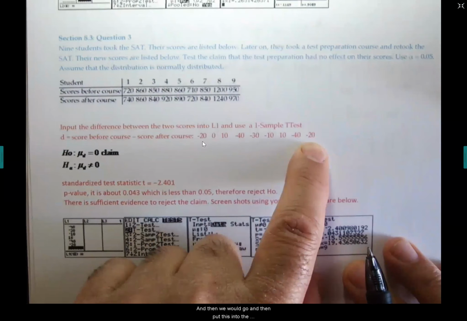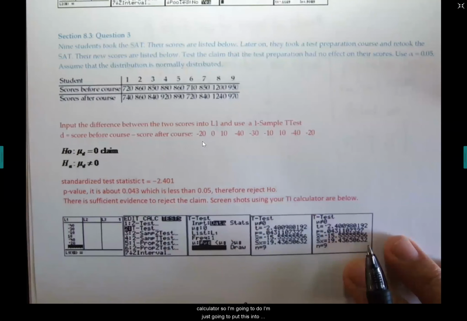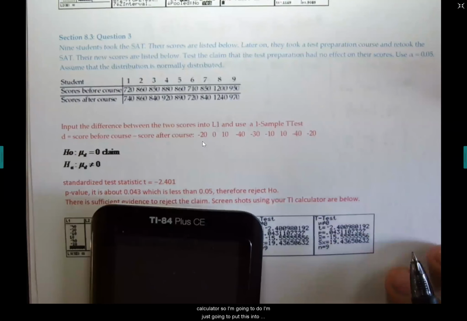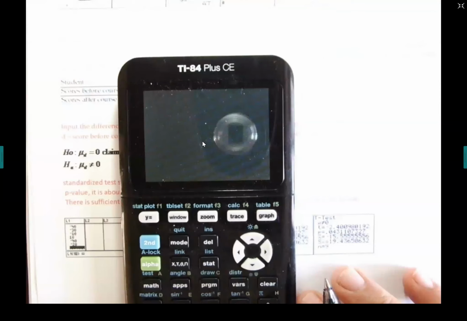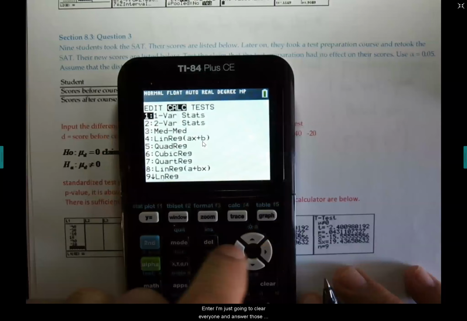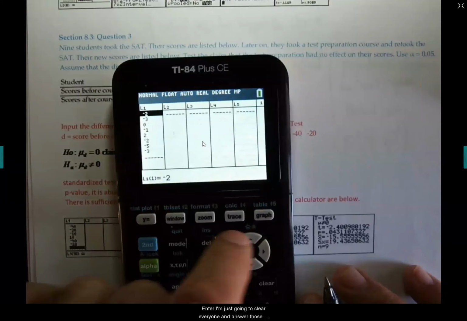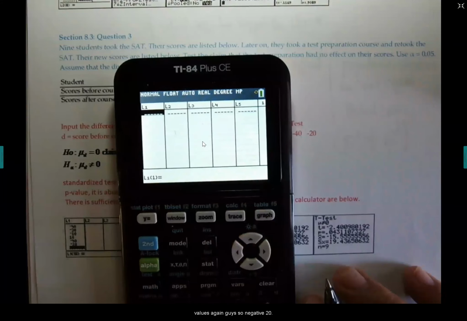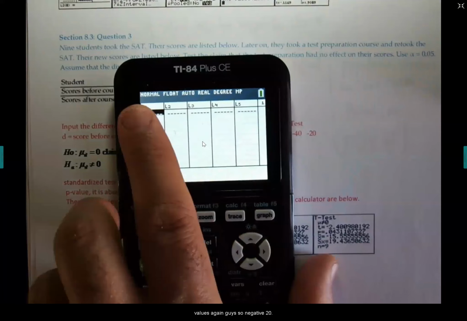And then we will go and input this into the calculator. What I'm going to do is put this into your calculator. Stat, edit, enter. I'm going to clear L1 and enter those values again, guys. So negative 20.